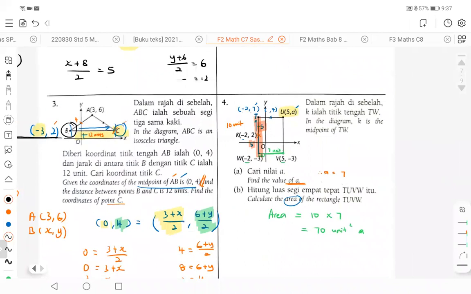We have already finished this chapter. You look at the questions, they always ask you what? Midpoint. If not, given the midpoint, you'll find out the coordinates of another point. But how you write the answer is still the same. This time, if you do not know the coordinate, you just let it be x, y. Then you form the equation. Then surely you will get it.